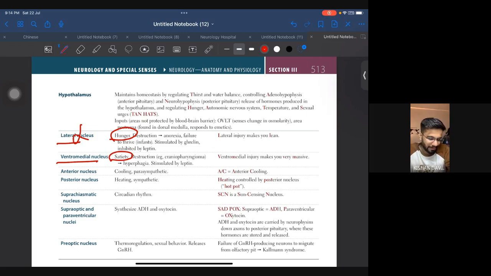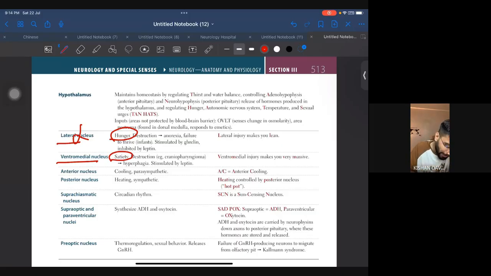So lateral nucleus, and ventromedial nucleus is for satiety. If there is an injury in the ventromedial nucleus, you will be obese, you will keep on eating. So questions will be framed to you like this. He keeps on eating continuously, or he hasn't eaten for the last 3 to 4 days. Where is the defect in the brain? So in the answer options you will get lateral or ventromedial. Simple.